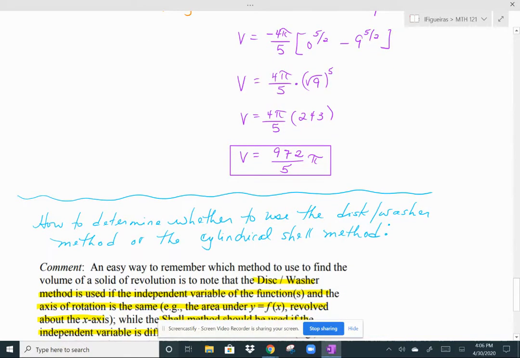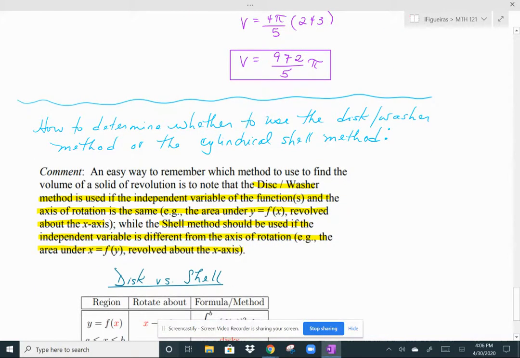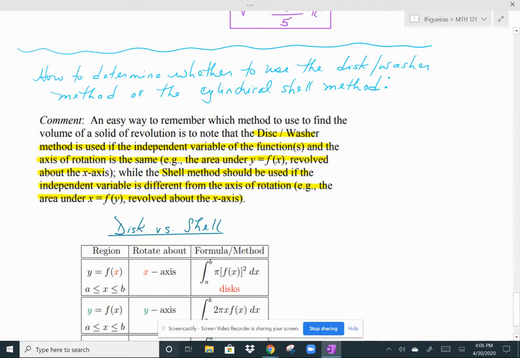All right, so now that you've learned both the disc washer method and the cylindrical shell method, it could sometimes be a little confusing as to which one you should use over another. Sometimes it's just as easy one way versus another, and other times one way creates a lot more difficulty, and sometimes one of the methods simply will not work. So here's a comment or something to keep in mind.